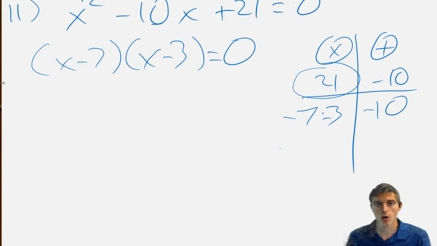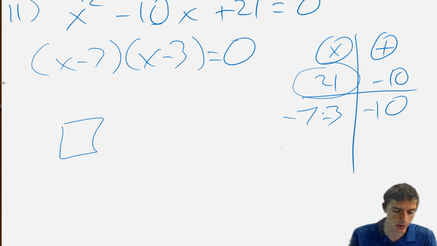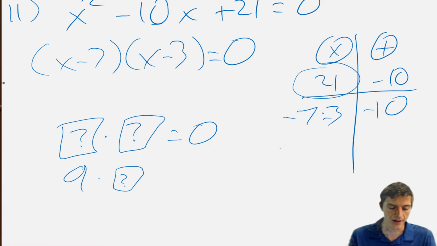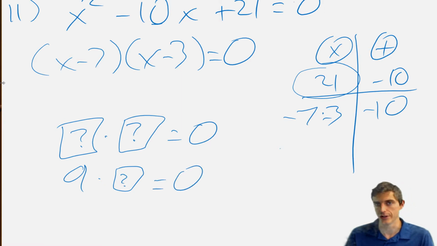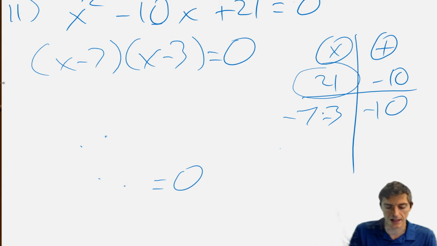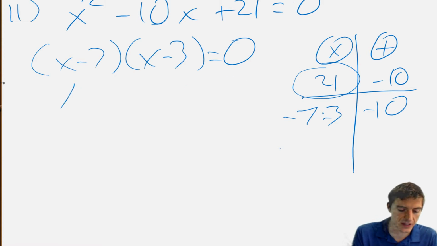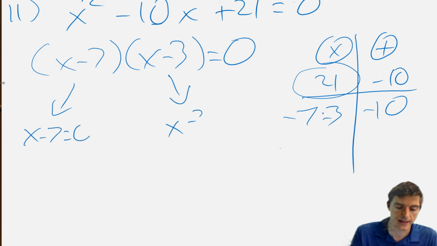Now, the whole idea behind this is if I have two numbers that multiply together that equals 0, one of them has to be 0. Like if I told you that this is a 9 and the other number we don't know and it multiplies together equals 0, that number has to be 0, right? Well, it's the same thing here. I've got two values that are multiplied together to equal 0. So there's two different ways that that can happen. Either x minus 7 is equal to 0, or x minus 3 is equal to 0.